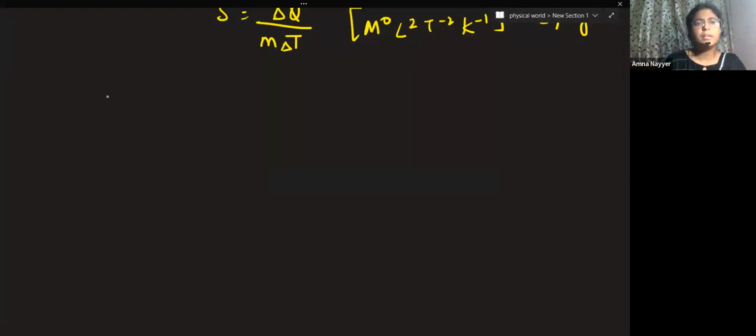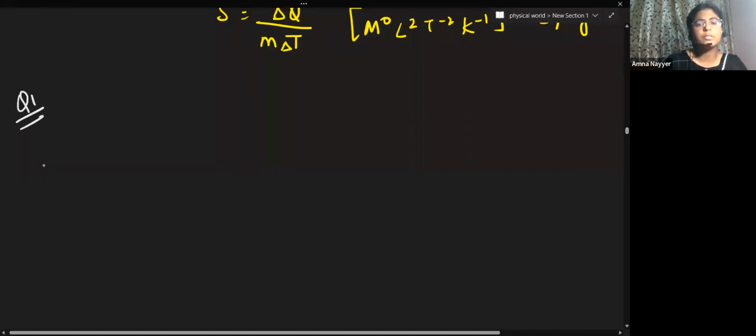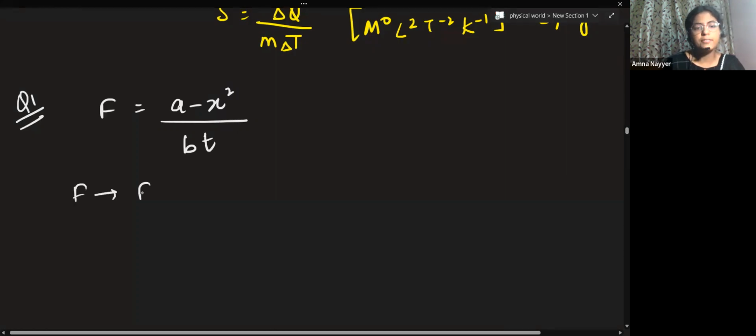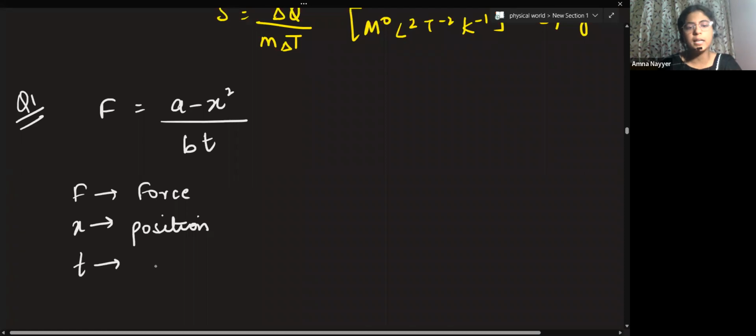See, let me explain you with the help of a question only. Let's say F is equal to A minus x square divided by B t. From here you have F as the first. I'll explain this question myself, then the other question I'll give you. So this is force. X is position. Position means length only. T is time. Now, A and B, these are constants whose dimensions we are not aware of and whose dimensions we have to calculate right now.